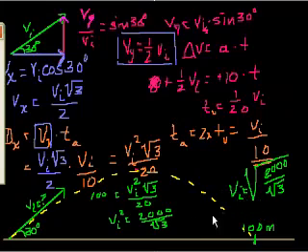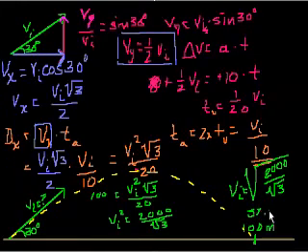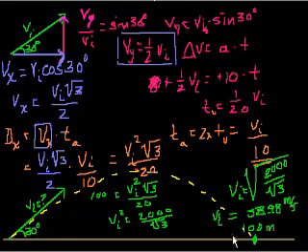So my initial velocity has to be 33.98 meters per second to exactly hit this target 100 meters away. I think that is fairly cool.